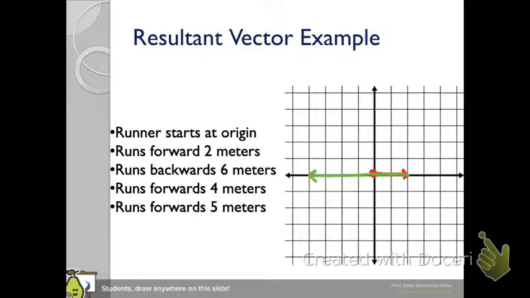Next, what do we do? Forward 4 meters, 1, 2, 3, 4. And then we go forward 5 meters. 1, 2, 3, 4, 5. So I added all my vectors, one right after the other. And so what's my resultant vector going to look like? It goes from the origin to the tip of the last vector. So my resultant vector, my displacement, is 5 meters forward. You can write out forward if you want. 5 meters forward. That's my resultant vector. I'm going to end up 5 meters from where I started.